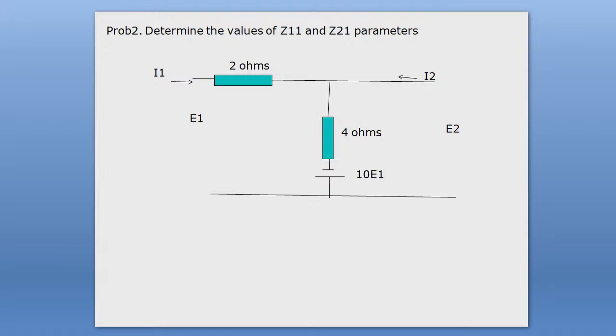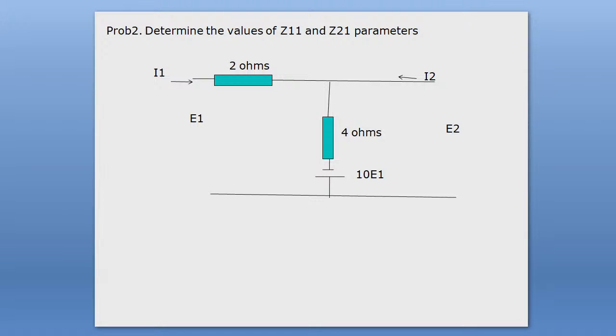How do you solve this problem? So you first write the KVL equation for port 1 and port 2. Okay, and after that you solve it. You write the expression of Z11 and Z21.